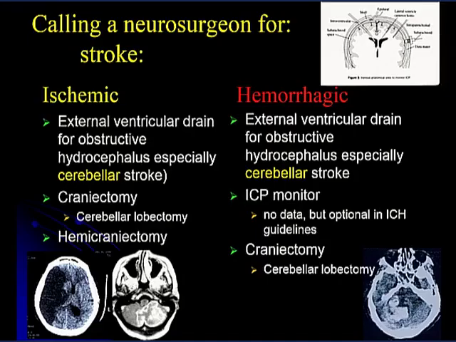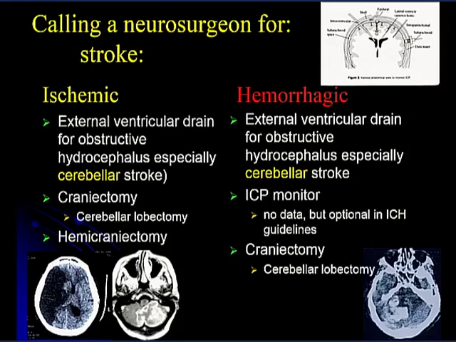So calling a neurosurgeon for a stroke: we've talked a little bit about the decompressive hemicraniectomy. For ischemic stroke, if there's an obstructive hydrocephalus, say a cerebellar stroke where your fourth ventricle is being occluded, you're going to have hydrocephalus. You don't necessarily want just the EVD. In fact, guidelines say they shouldn't put just an EVD in because they'll upward herniate, since the pressure is not relieved down here and everything gets squirted up into the supratentorium. What you want them to do is a suboccipital craniectomy to take out that cerebellum and relieve some of that pressure, and potentially also put an EVD in.